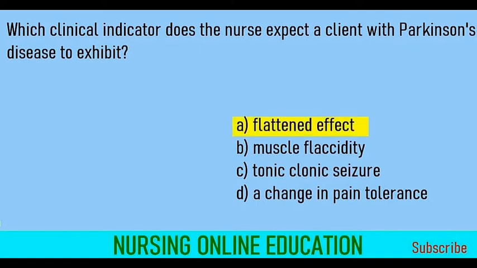This is because Parkinson's disease is the destruction of the neurons of the basal ganglia. So this results in decreased muscle tone. The mask-like appearance and monotonous speech patterns can be interpreted as a flat affect. Okay, so here the answer is flattened affect.